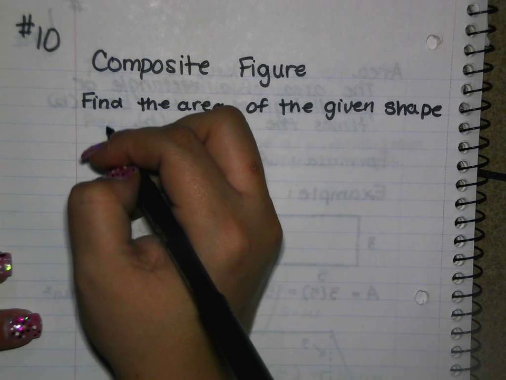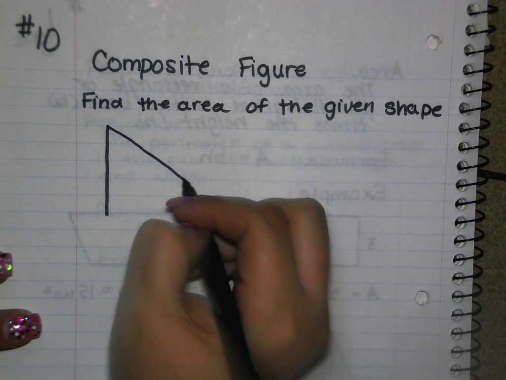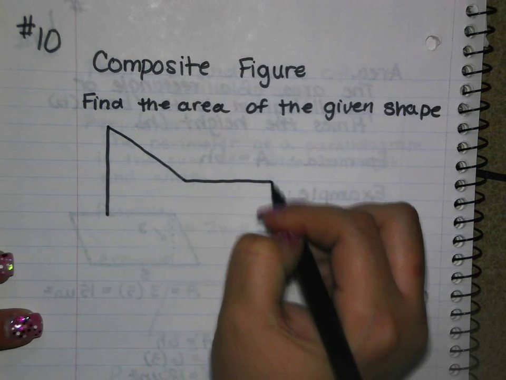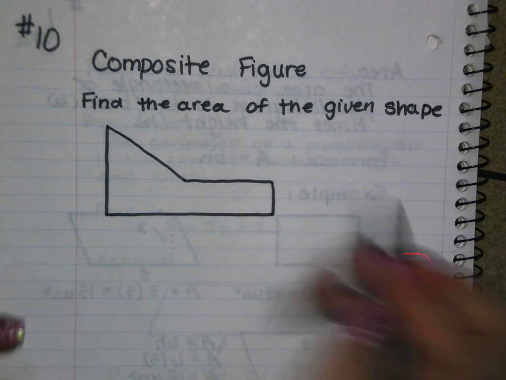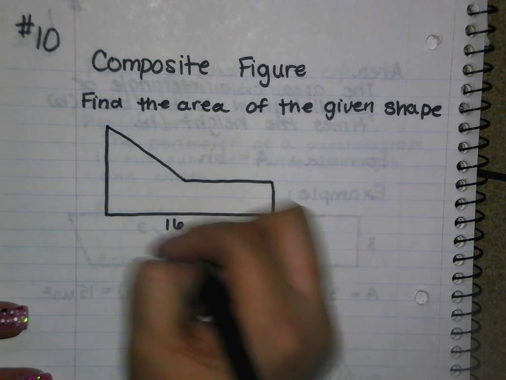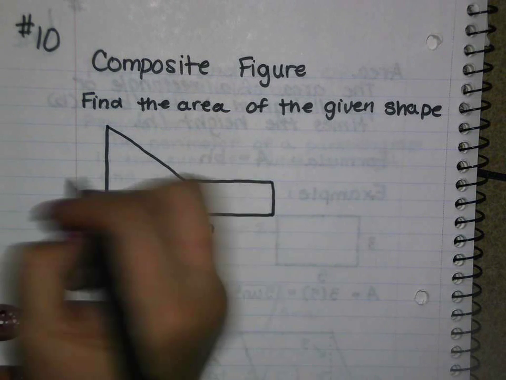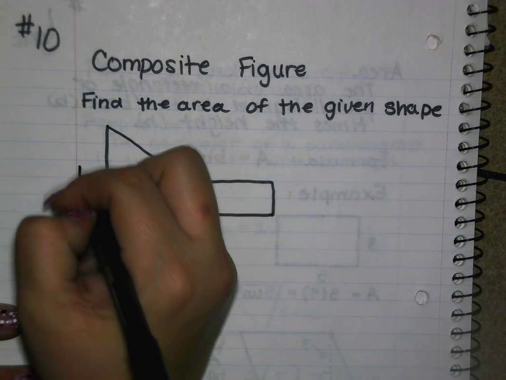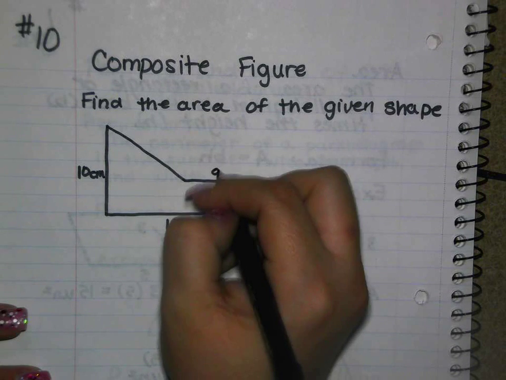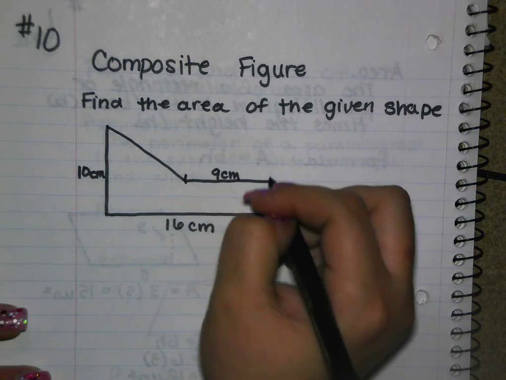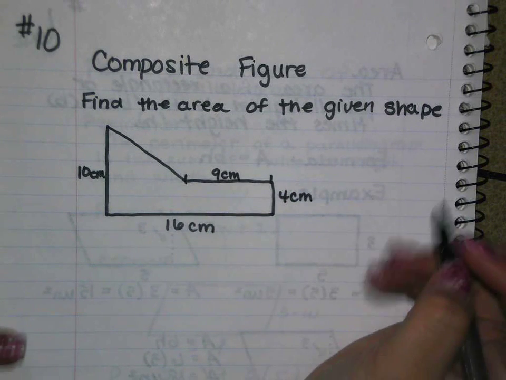So let's look at the first one. We're going to have a nice little triangle piece here and a rather long rectangle piece here. This is going to give us a measurement of 16 centimeters, and we are going to have a 10 centimeter measurement on this longer side. Going to have a 9 centimeter measurement here and a 4 centimeter measurement there.